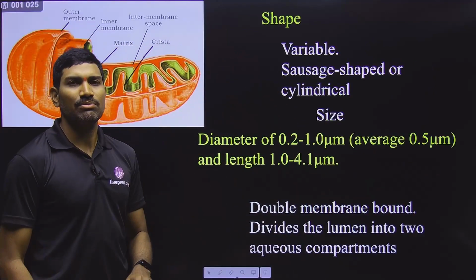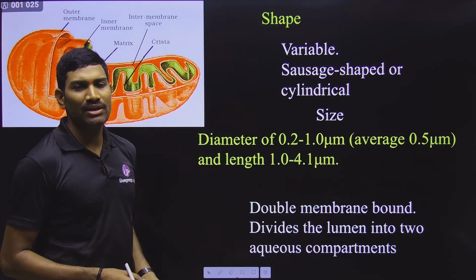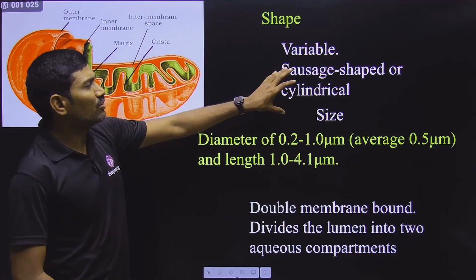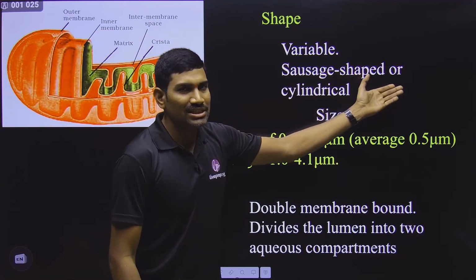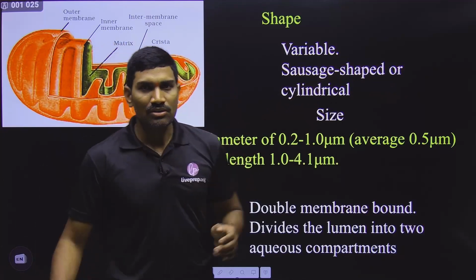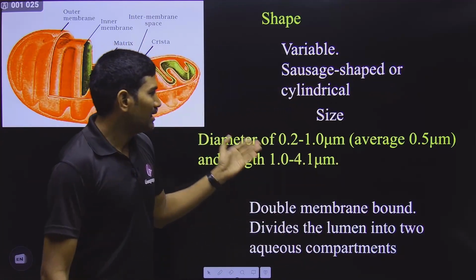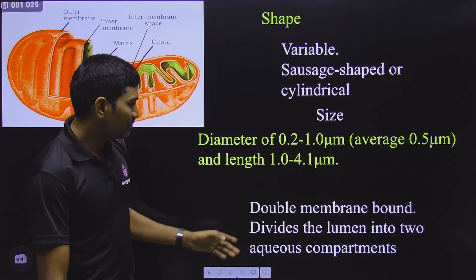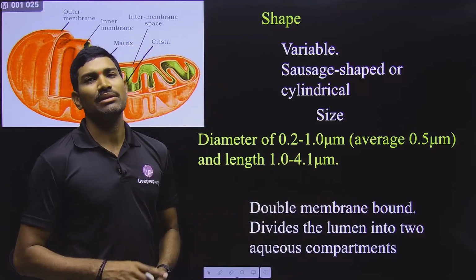Next one, regarding the shape, there is no fixed shape. It is having various shapes, but the more generally observed shape is sausage shape. You can also call it cylindrical shape. Okay, this is how it is present. Sausages are cylindrical shaped, and they have given some size also. Observe it carefully. And it is a double membrane bound organelle.